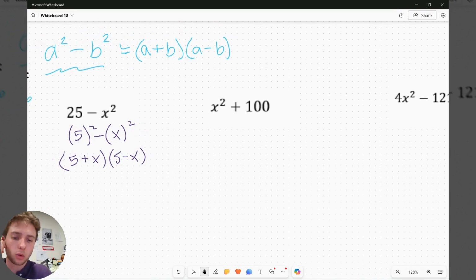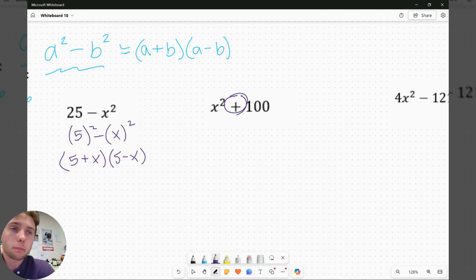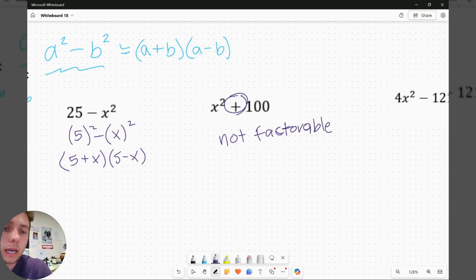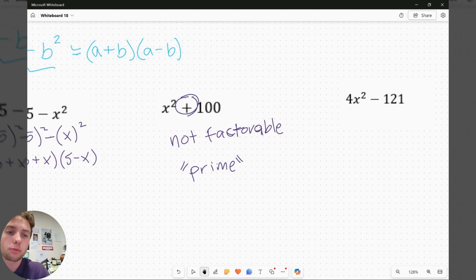Looking at this next one, first thing I notice is now there's this plus in the middle. Again, if there's a plus, this process doesn't work. The only thing you could try to do is factor a GCF out when it's two terms like this, but even that doesn't work in this case. This one we call not factorable. I don't know why my marker's being annoying. Okay, it's not factorable. That is known as prime. If something's already in its factored form or it's not factorable, that is called prime.